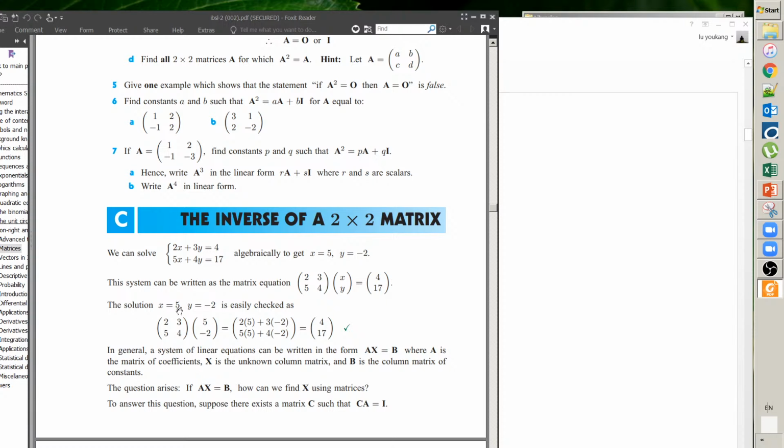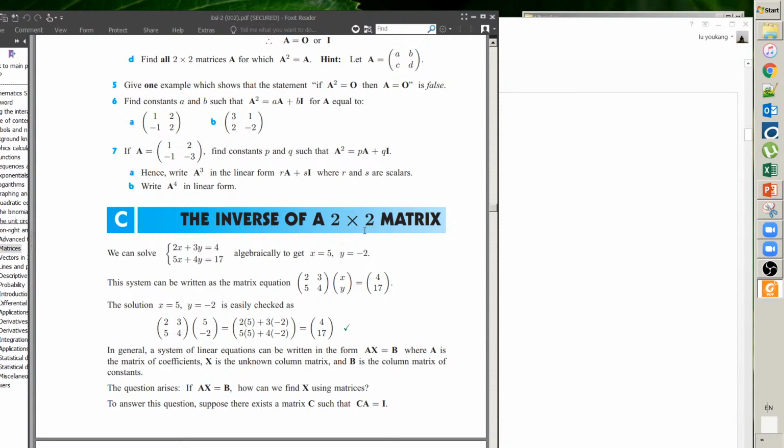The solution x equals 5, y equals minus 2 is easily checked. You can check by putting x equals 5 into x and y equals minus 2 into y, and see whether your left hand side is equal to your right hand side. Over here it shows it's valid. So that's why x equals 5 and y equals negative 2 are the solutions.